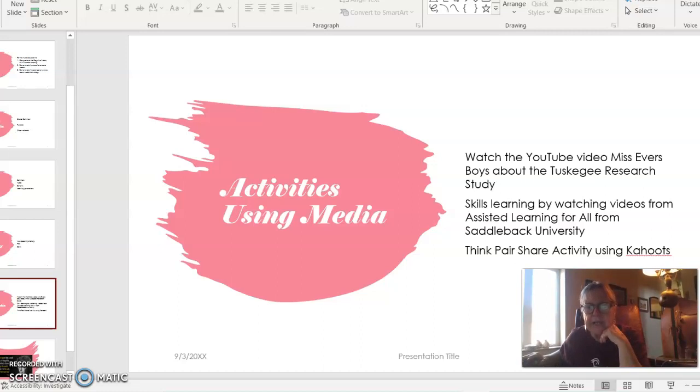And then they have a skills learning activity by watching videos from Assisted Learning for All, ALFA, from Saddleback University. And in this one the students pick out a skill that they don't think they're that good at, or they think, I don't know why I'm not getting it, or why am I missing this step, or something like that.